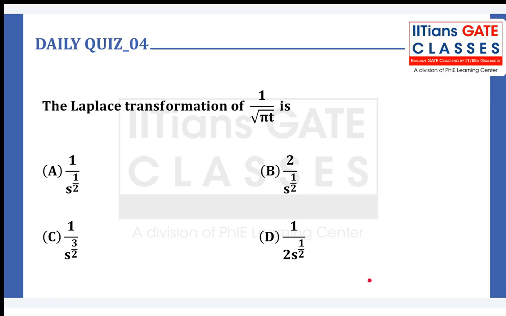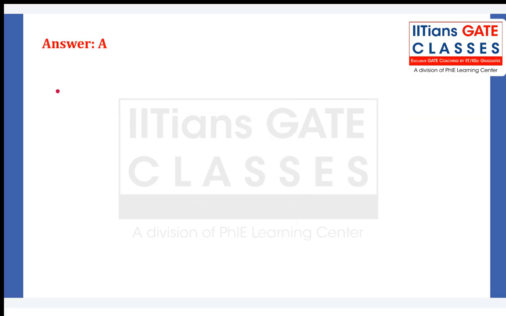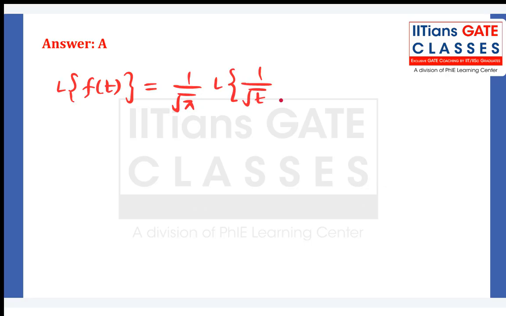Here you are supposed to find the Laplace transform of 1 by the square root of pi t function. See, pi is a constant, so let's say you have this f of t, which is 1 by square root of pi t, and you are supposed to find the Laplace transform of it. So the 1 by square root of pi comes out because it's a constant, and basically you are trying to find the Laplace transform of 1 by square root of t. That is nothing but t power minus half.